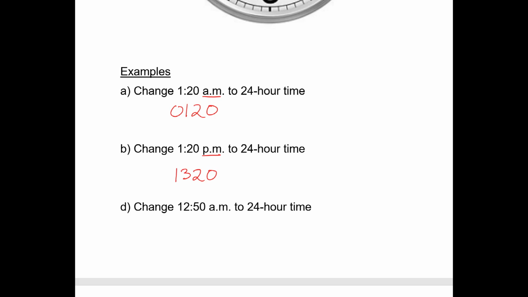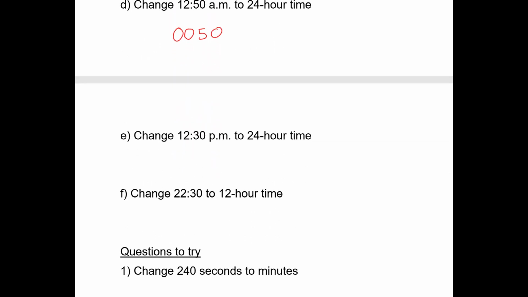12:50 a.m. to 24-hour time. This is the little exception. When it's 12 a.m., so basically midnight, we use 00, because this is where the day begins, so we use 00. So here it would be 00:50 in 24-hour time. 12:30 p.m. to 24-hour time. This is again the exception. 12:30 p.m. is just going to be 12:30 in 24-hour time. 22:30, this isn't one of the exceptions. The only exception is when it's midnight or midday.